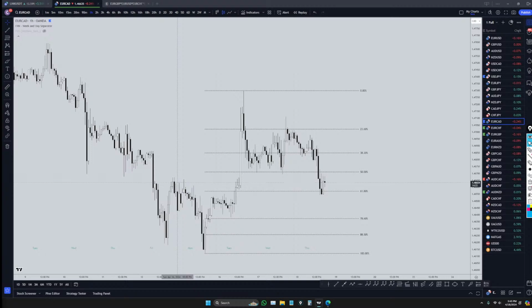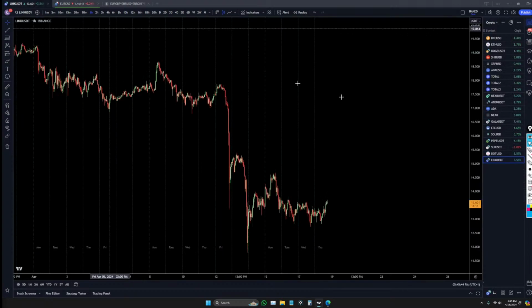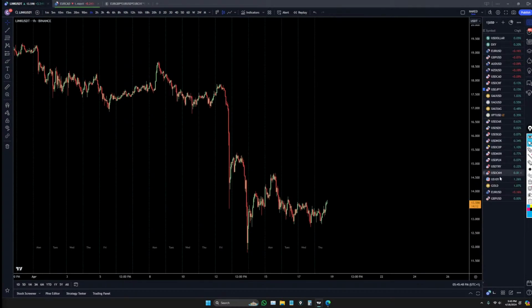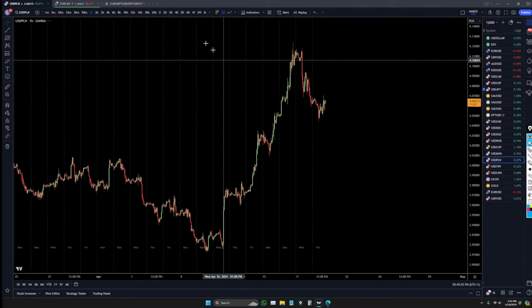U.S. Poland. I already did the Aussie Kiwi, but we'll look at the U.S. Poland, which is a pair that I definitely don't look at on a regular basis. But I do have it on my list here because I don't think you're the first person to ask about it. Right here.